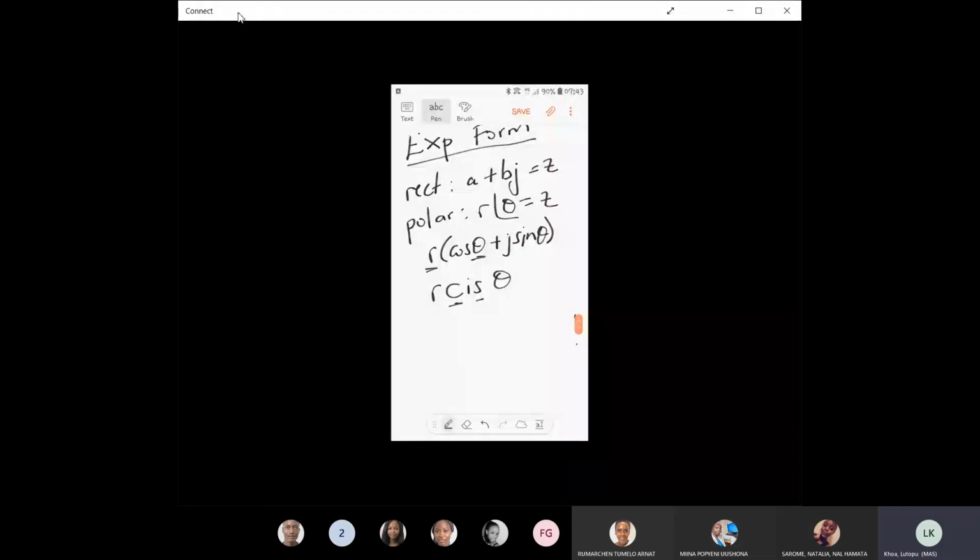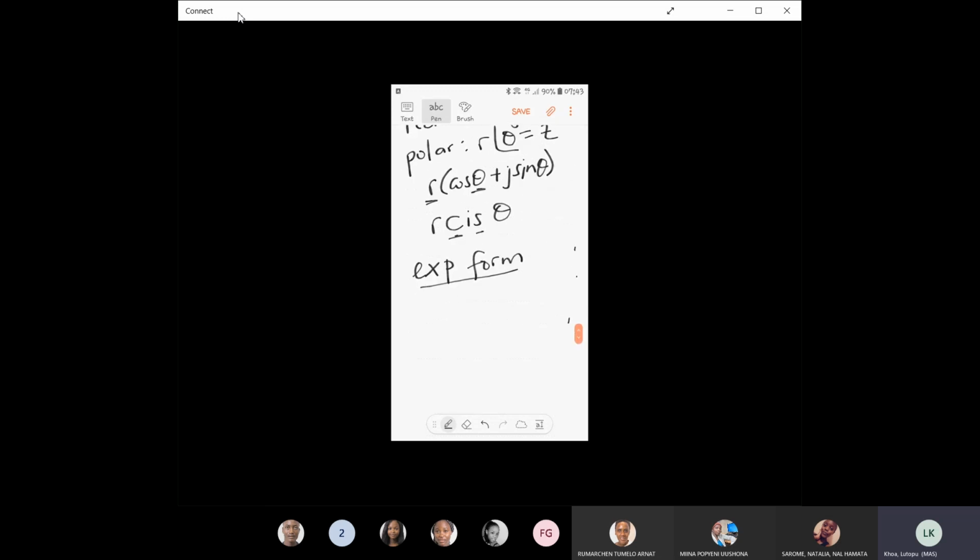j. So I know in engineering we use j, but we do it in the same way. Okay, now the next way you write complex numbers is in exponential form. So this is exponential form.